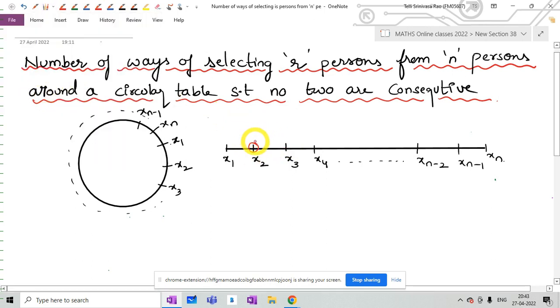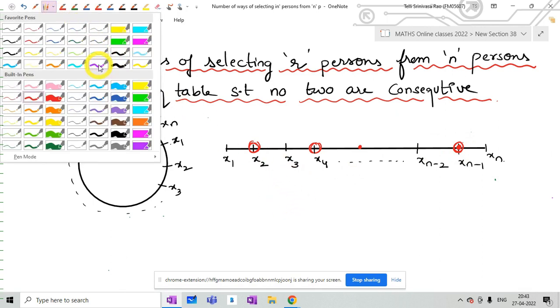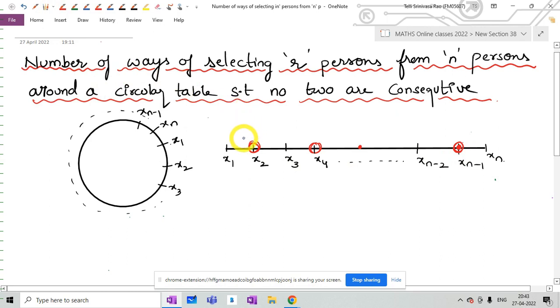Consider this as the first person which I have selected, and a second person I have selected, and in between them also some persons I have selected. This is my rth person which I have selected. Okay, so here I will define some variables. I will consider this as p1.